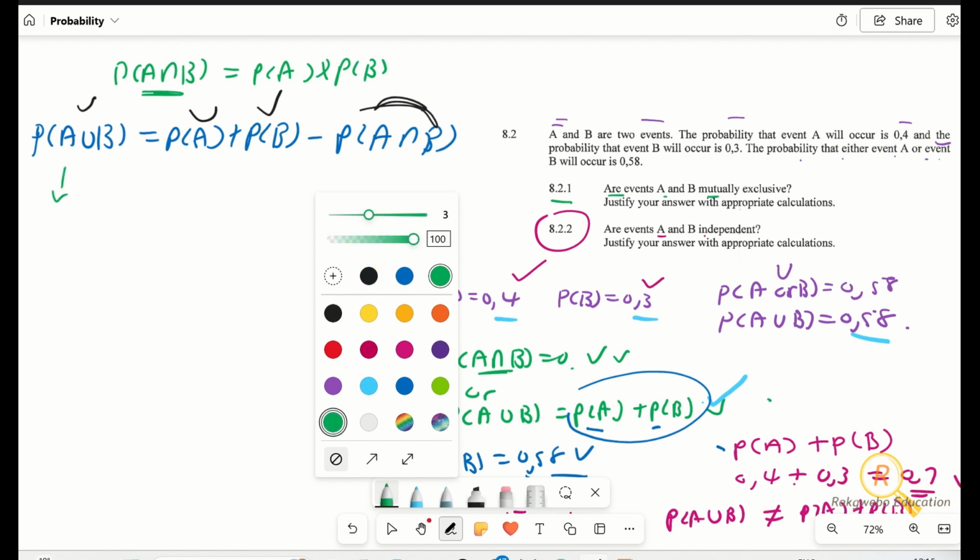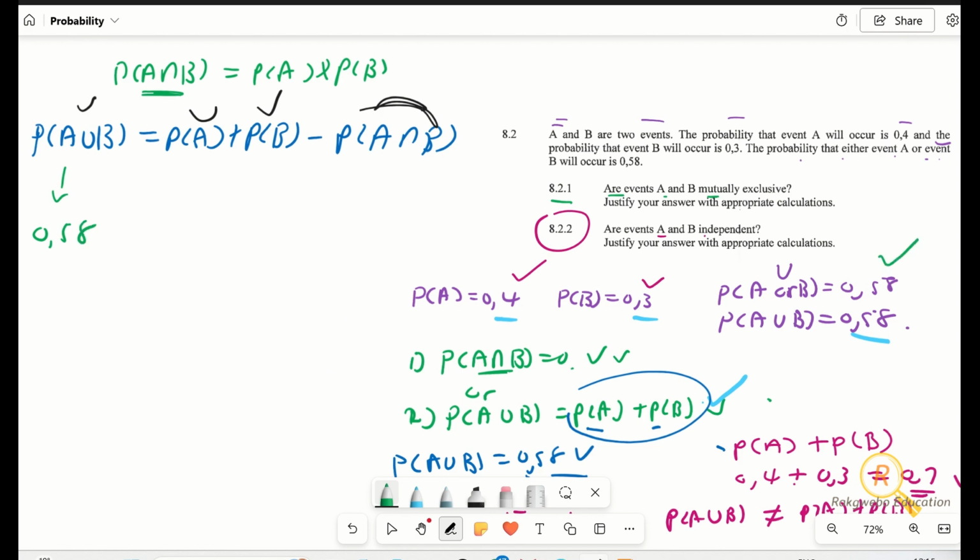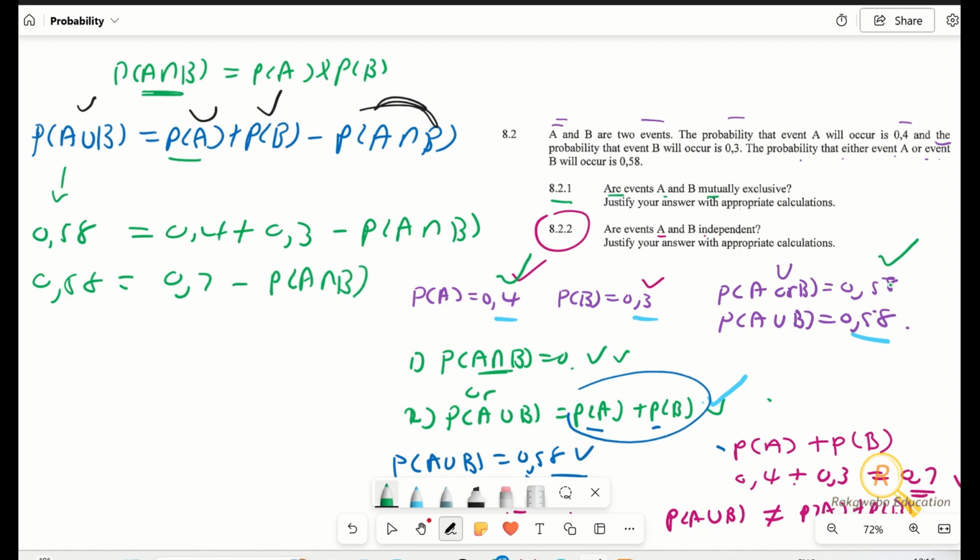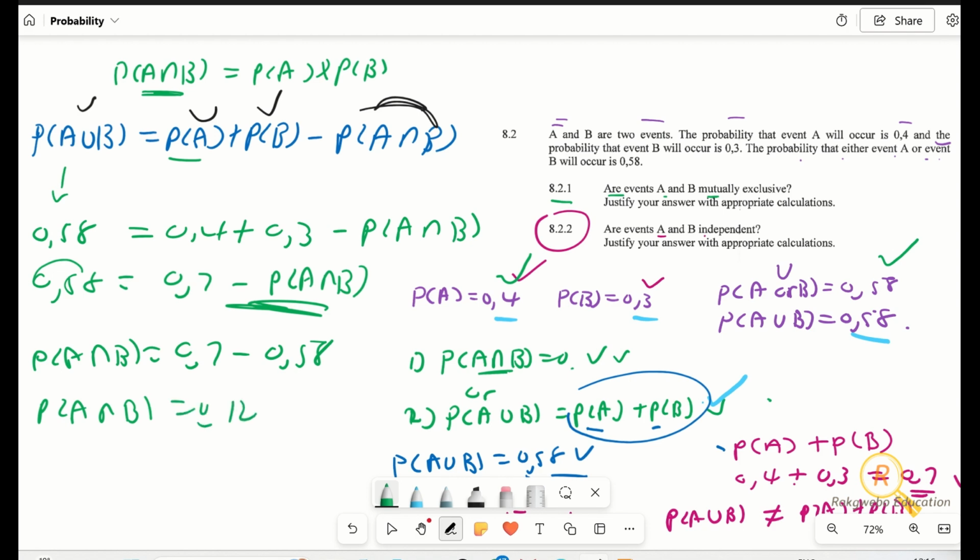The probability of A or B is given to be 0.58. As we've already established, the probability of A is 0.4. That of B is 0.3. Then this will simplify to 0.7 minus the probability of A and B. Then let's take this to the other side so it becomes positive, and take this to the right hand side. When it does that, it becomes the opposite of what it was before. Since it was positive, it now becomes negative. So this will give us an answer of 0.12. So the probability of A and B is 0.12.